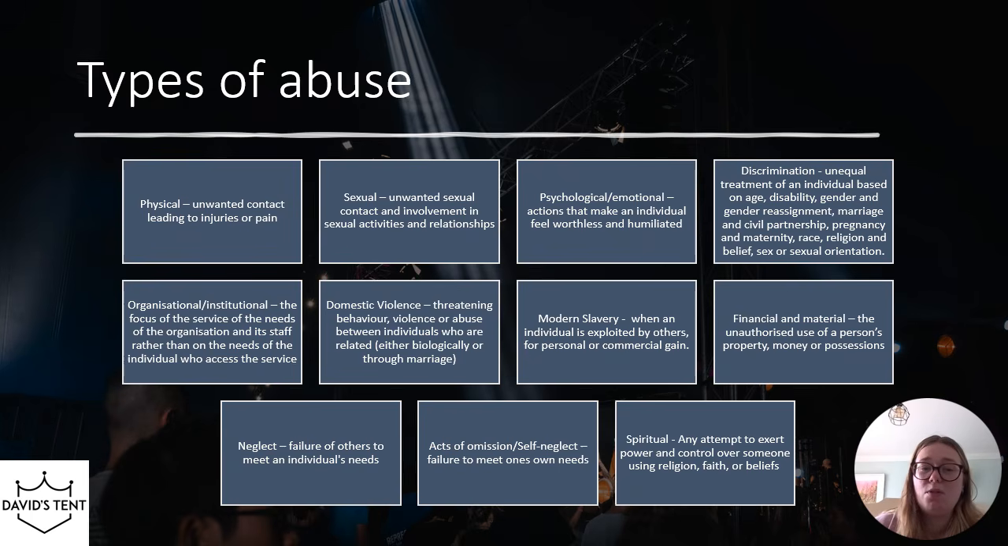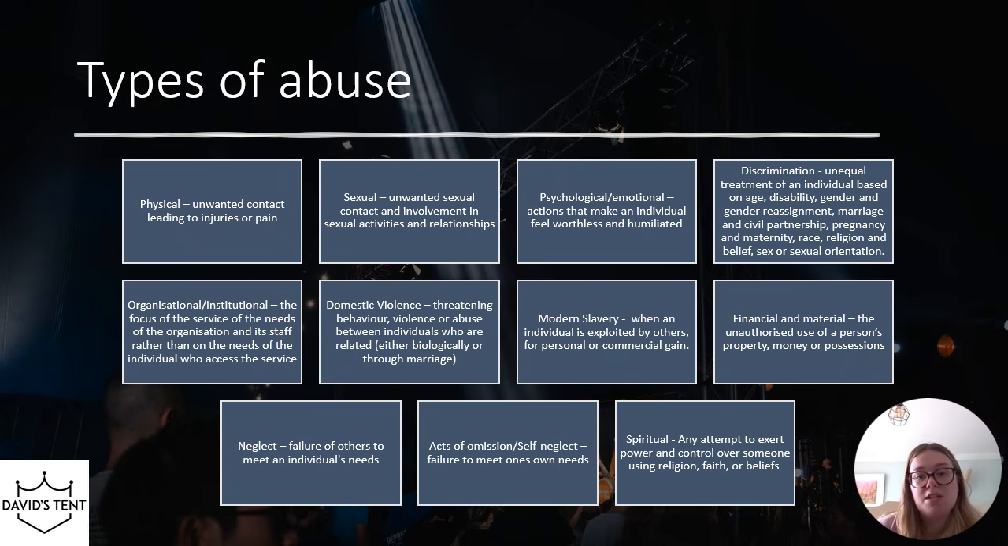We can also have organisational or institutional abuse, and that is around maybe service users. So the focus of a service, of the organisation and its staff, needs to be on the needs of the individual who is accessing the service. So it's about trying to support those individuals where, if they are in a setting that's not supporting their needs, that we're just aware of those factors and if they might need some further support.